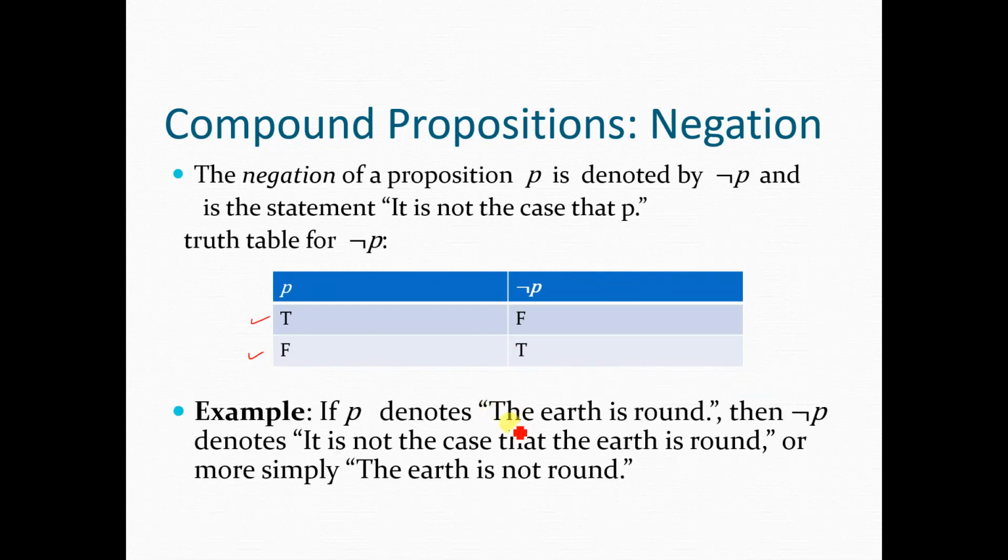So here is an example. If P is the statement that the earth is round, then ¬P denotes it is not the case that the earth is round. Or more simply, we can say that the earth is not round.